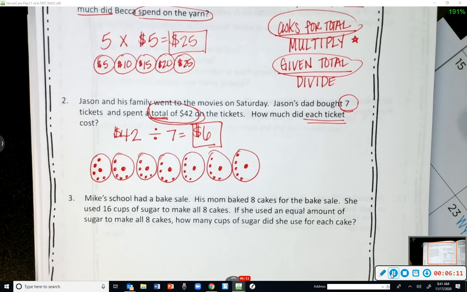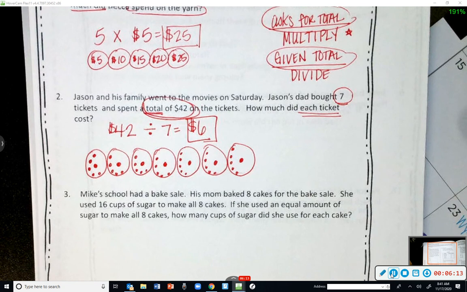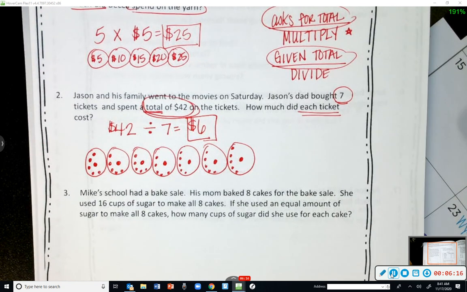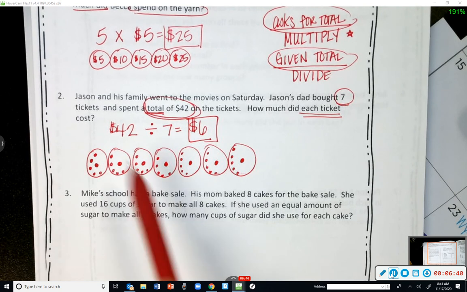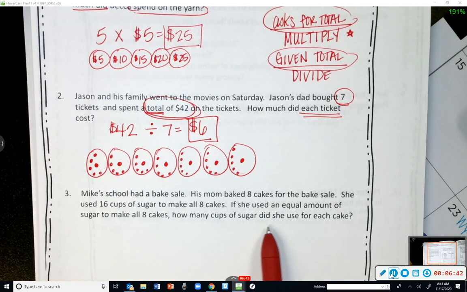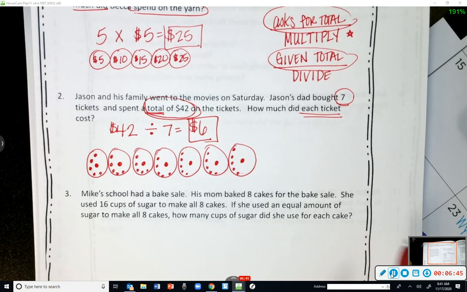Number 3. Mike's school had a bake sale. His mom baked 8 cakes for the bake sale. She used 16 cups of sugar to make all 8 cakes. If she used an equal amount of sugar to make all 8 cakes, how many cups of sugar did she use for each cake? That kind of sounds like this one. How much did each ticket cost? How many cups of sugar did she use for each cake?